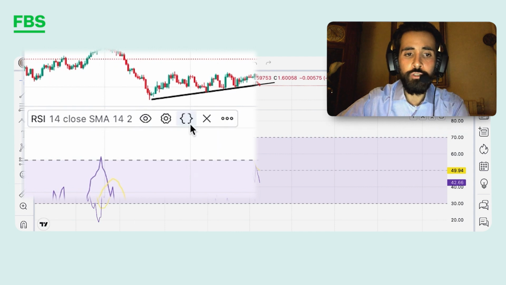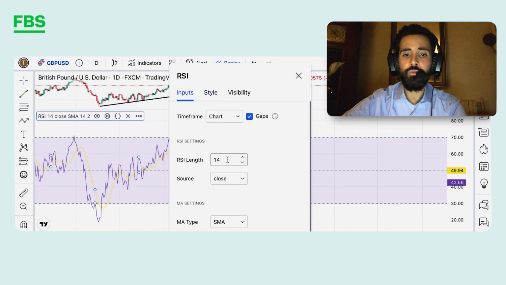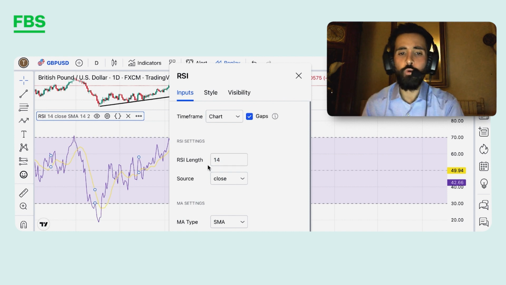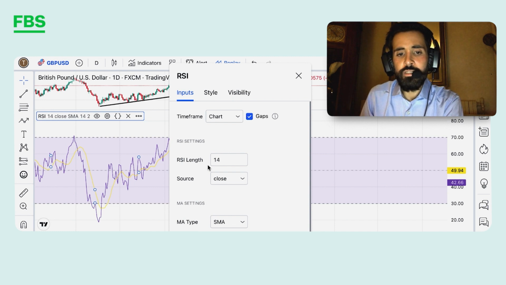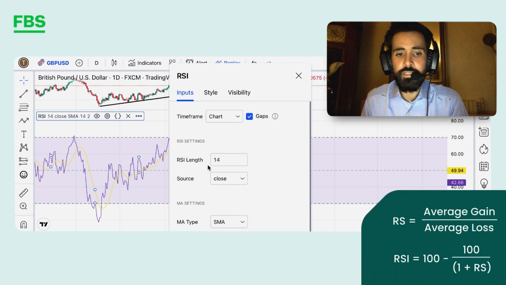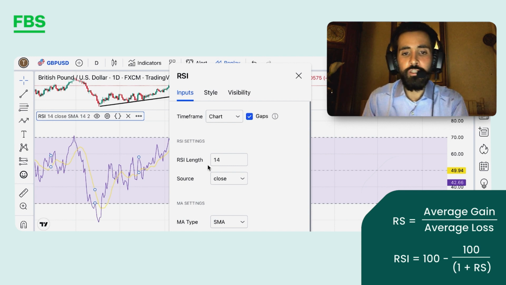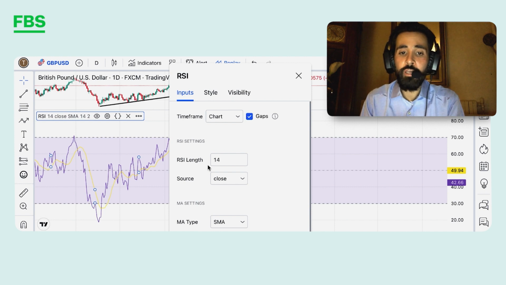we're just going to go over to the settings tab of the RSI, and we're going to go into inputs, and we're going to see the RSI length is set to 14. The RSI is a calculation and the number is customizable, but by default it's 14. It means that it's taking 14 periods into its calculation. 14 periods mean that 14 candles from previous price data, the most recent 14 candles, into its calculation to give you the RSI reading.